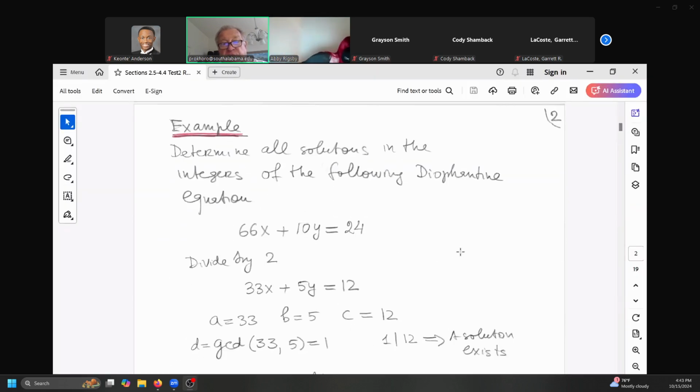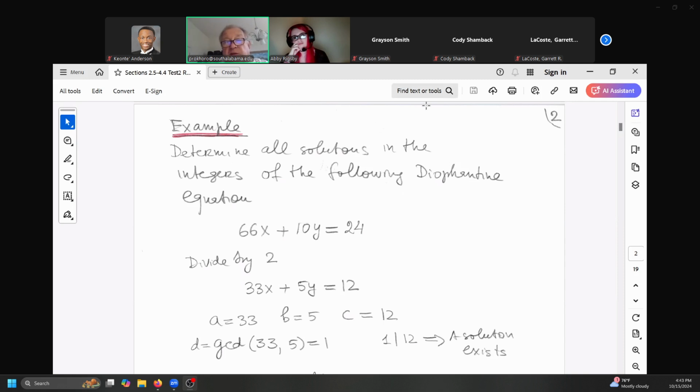What about this equation? Also a Diophantine equation, but what we can see immediately is that d, the greatest common divisor of 66 and 10, is not 1, because 66 is divisible by 2 and 10 is divisible by 2. This means we can apply general formulas, and in my notes you see general formulas, but I prefer to reduce this problem, where each coefficient 66, 10, 24 is divisible by 2, to the problem on the previous page where d equals 1.